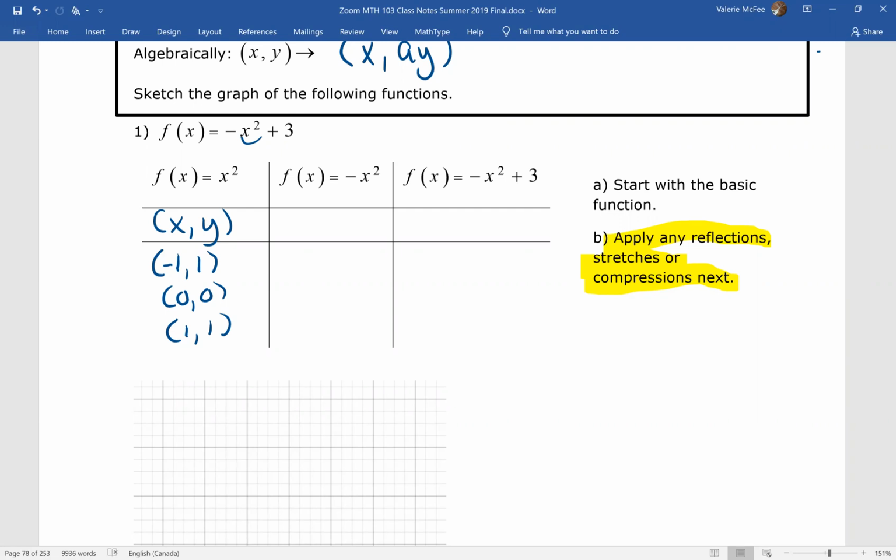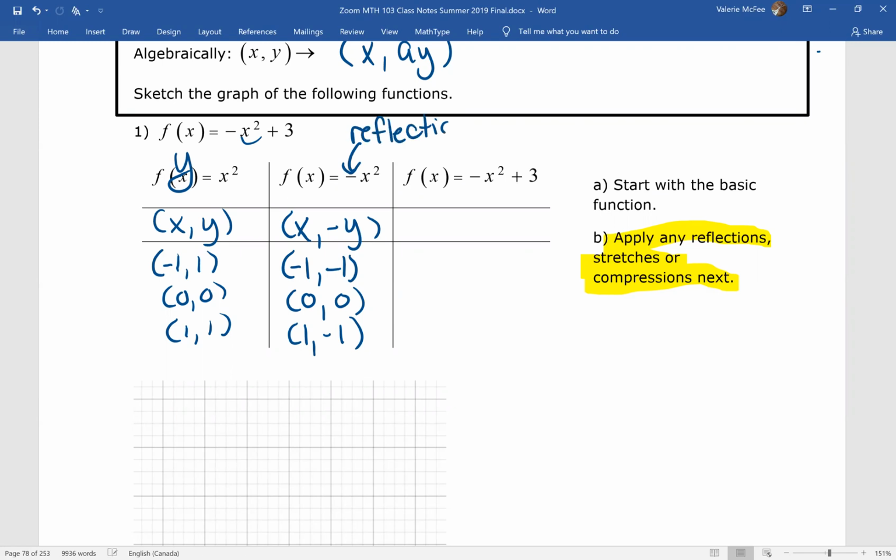Now we have this negative sign. It is a negative of x squared. X squared is our y. So x is staying the same, and we have the negative of y. X is the same, the negative of y. Remember, this is a reflection. What kind of reflection? Across the x-axis.